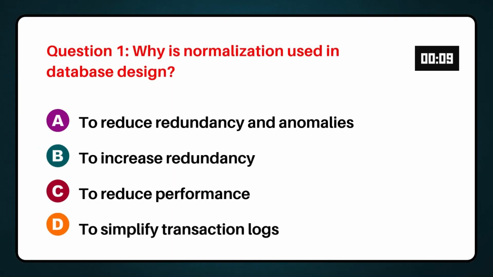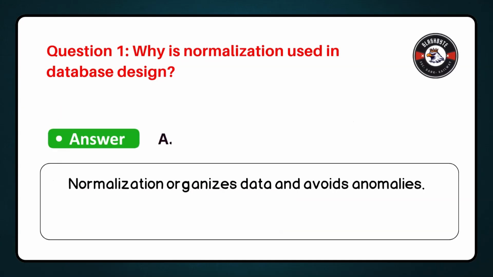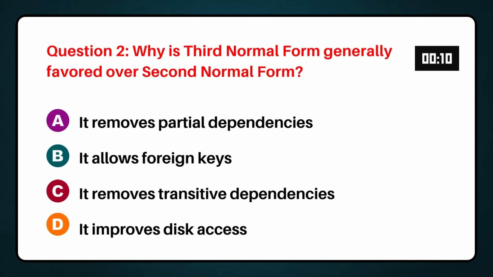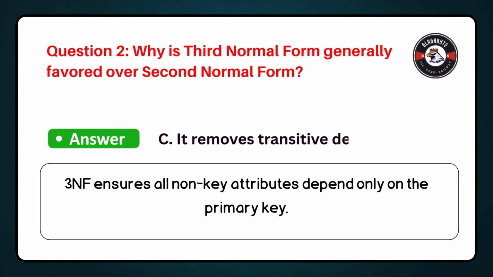Question 1. Why is normalization used in database design? Correct answer, A. To reduce redundancy and anomalies. Question 2. Why is third normal form generally favored over second normal form? Correct answer, C. It removes transitive dependencies.